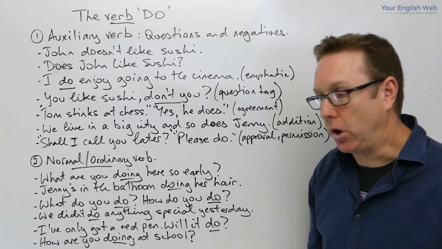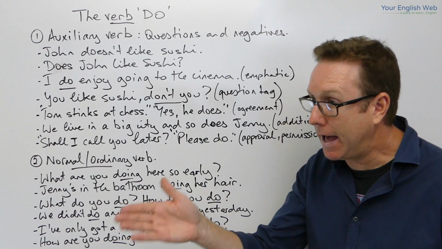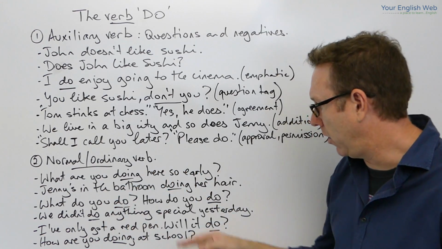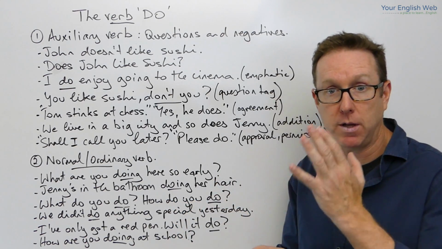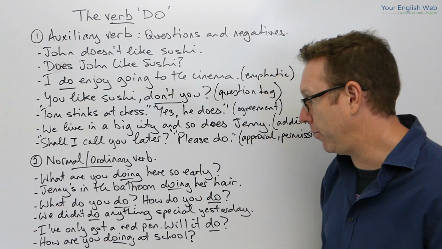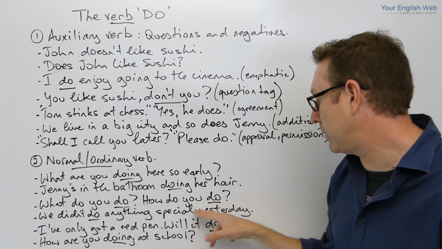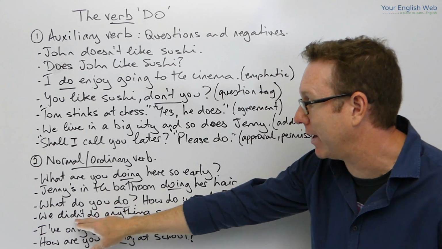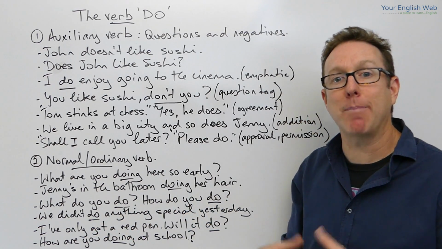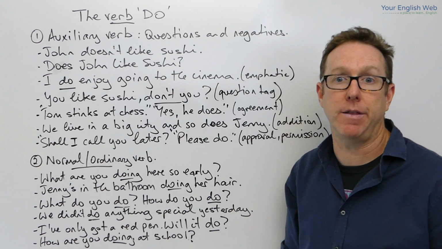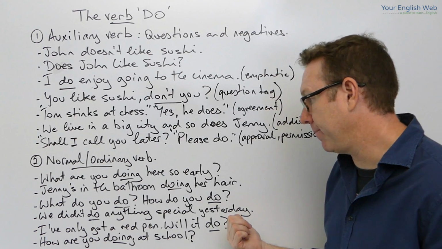Another way also is in greetings. When you meet somebody for the first time, how do you do? How do you do, sir? Okay, how do you do? So we use it in that sense as well with both verbs, the auxiliary and the ordinary verb. Now, another example. We didn't do anything special yesterday. We didn't do. Again, auxiliary, normal, meaning that we didn't get up to anything. We didn't participate in anything special yesterday. We didn't do anything special yesterday.